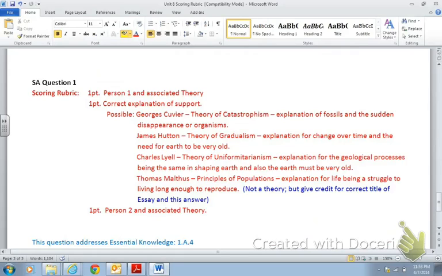So the people that did have something to do with Darwin's theory were Cuvier, he said catastrophism, Hutton, gradualism, Lyell, and Malthus. Okay, so in order to get these questions right, you had to say their name, their theory, and then explain it. So pause the video. Y'all check my grading because I did it pretty late. See what you think. Again, if you've got questions, write them down.